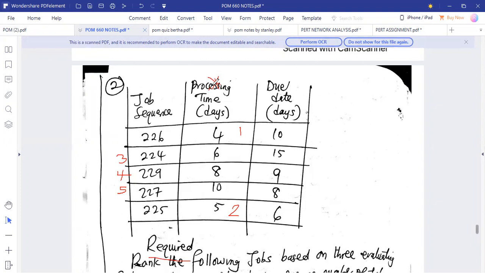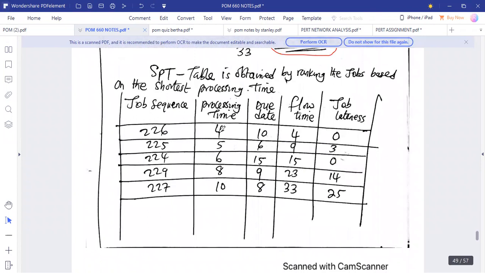All right. Now, getting down to here, we are getting processing times. So that's 226, number four, five, six. According to the processing time, we are ranking them according to the processing times. But what it means here is that we also need to actually get the appropriate due date. All right, so the appropriate due date that we have here.